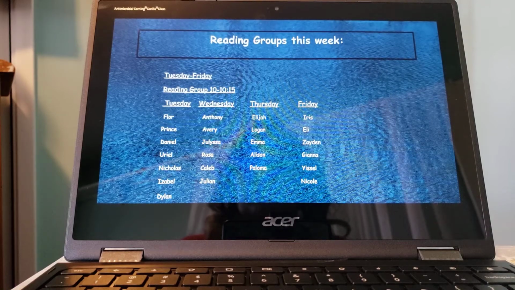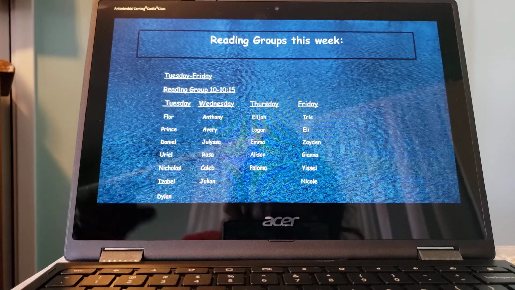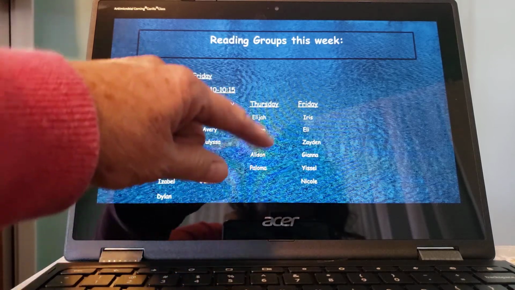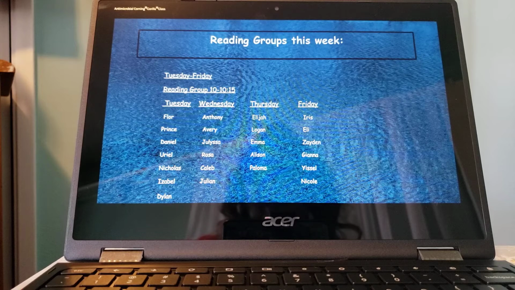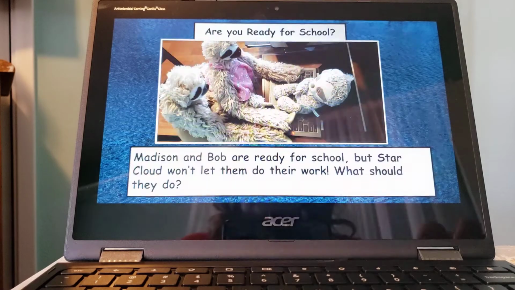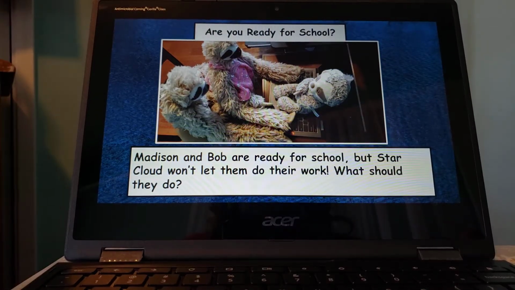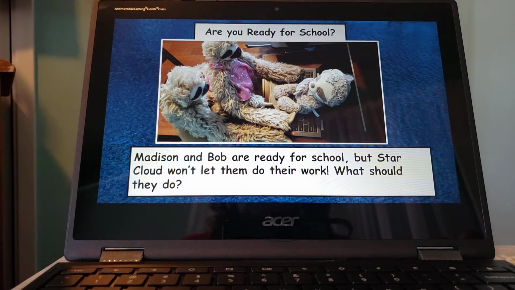And then at the same time, that 10 to 10:15 Tuesday through Friday, we have reading groups where this group of students will come and we will do a little reading books together, practice some of our high frequency words, things like that, so that they get a little small group interaction. And in Spanish.